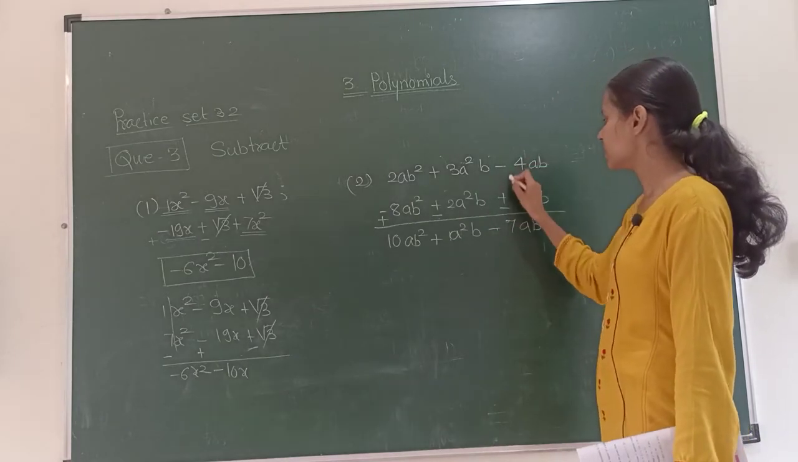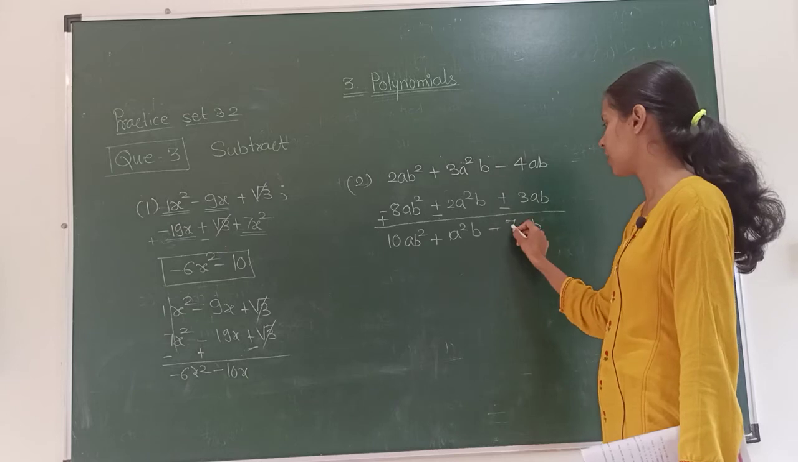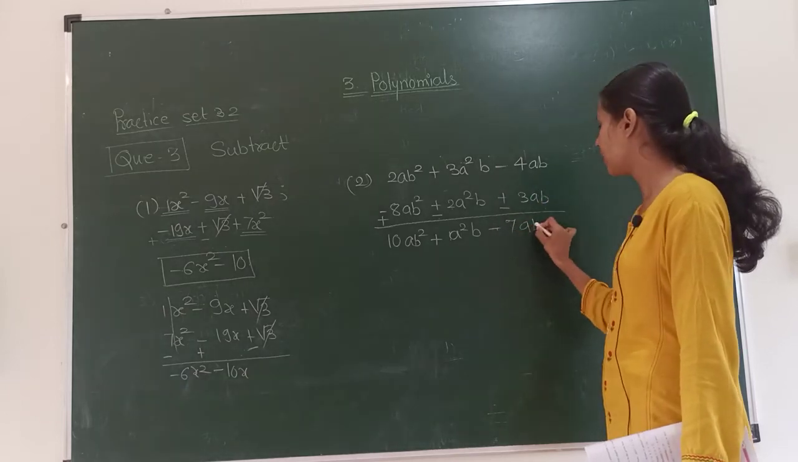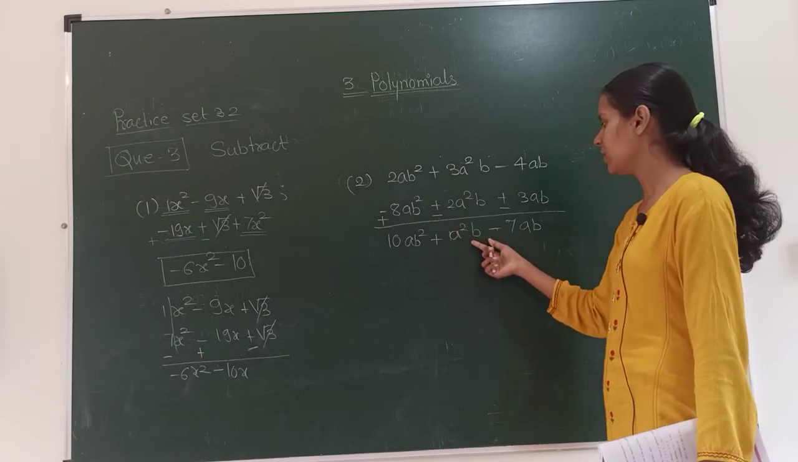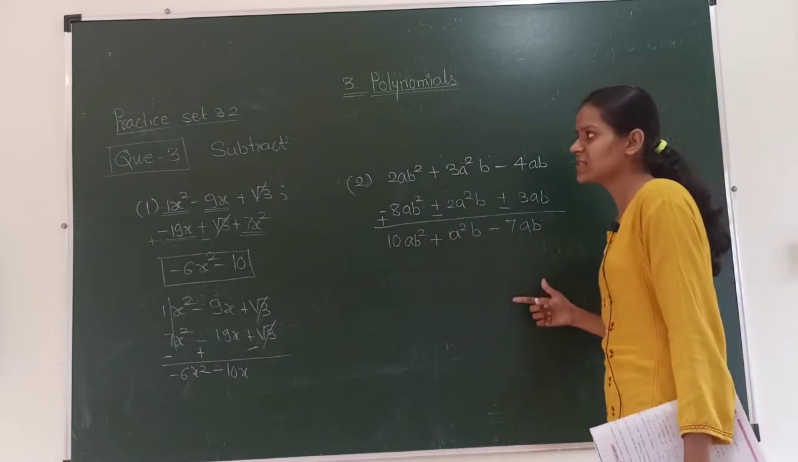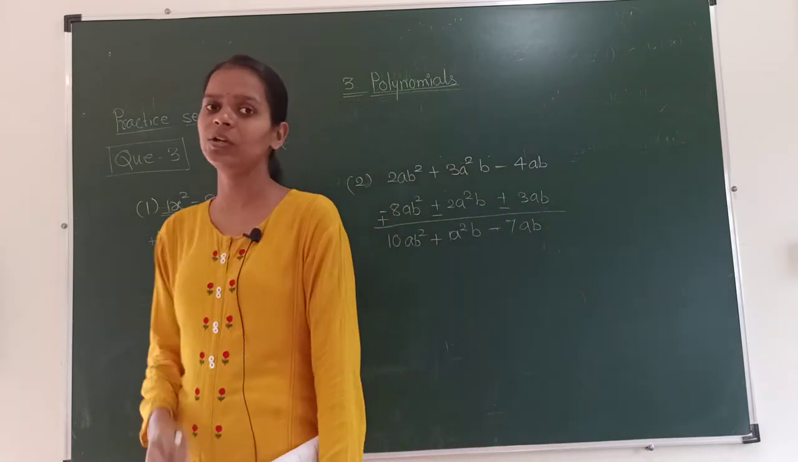And here is minus, minus becomes plus. 4 plus 3 is 7, the sign of the bigger number is minus, so minus 7 ab in the common column. So the answer is 10 ab square plus a square b minus 7 ab. This is the subtraction. This is question number 3 from your practice set 3.2.